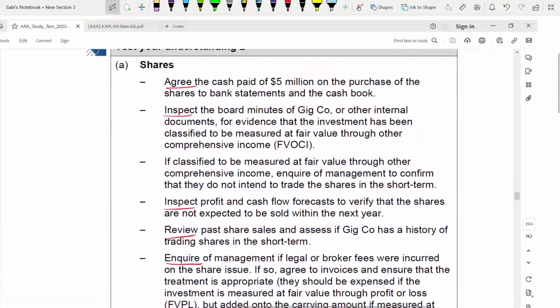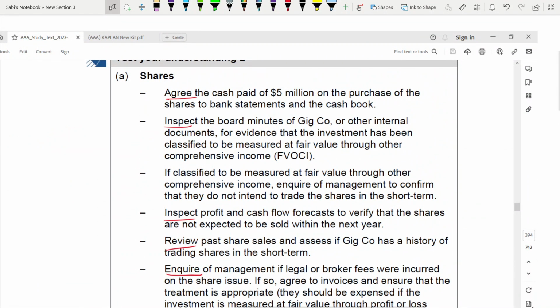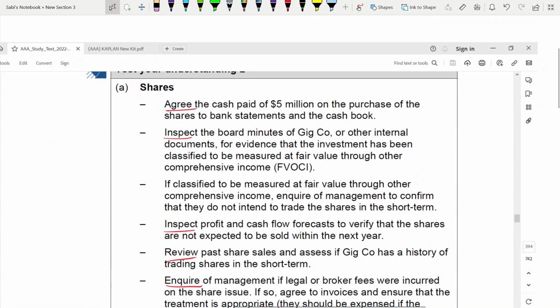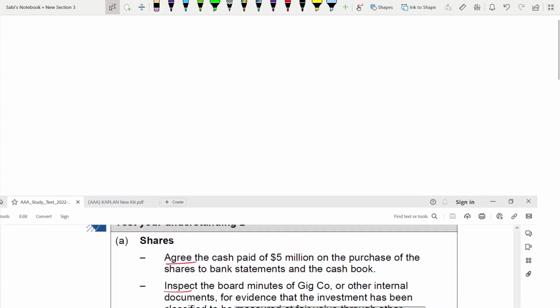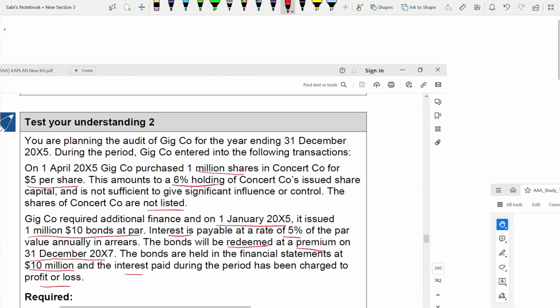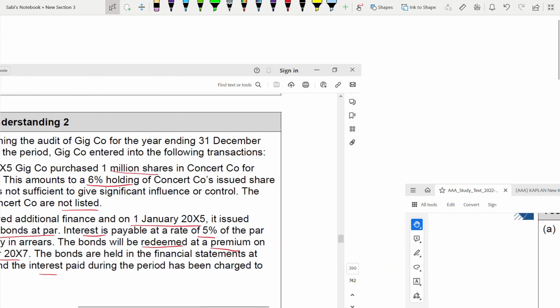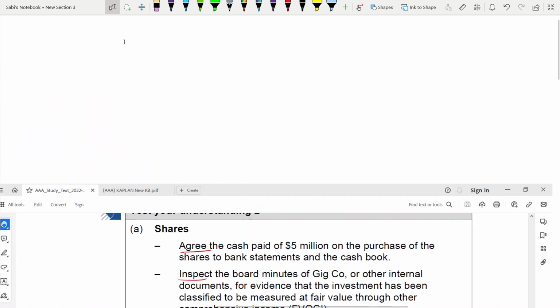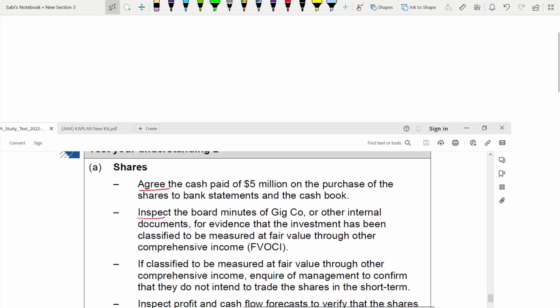So now, let's say for shares. Wait a minute, let me check the amount. It's 5 per share. If you multiply it with 1 million, it will be 5 million, 5 million worth of shares. So whether you have received or paid that much cash, the easiest point is always to check with cash whether you have paid something. That is the easiest.